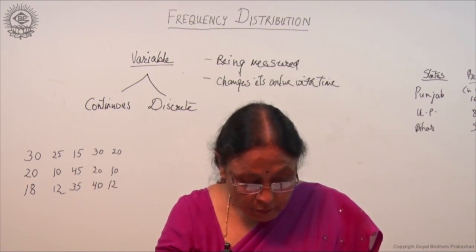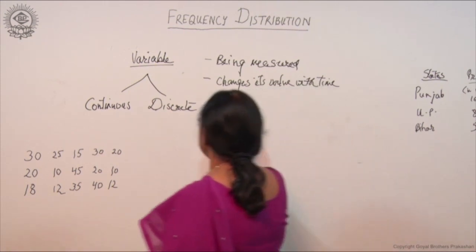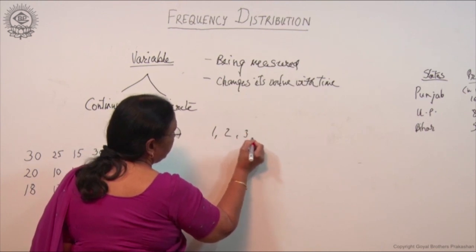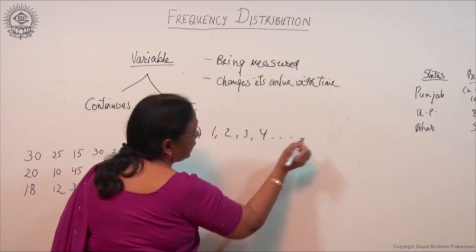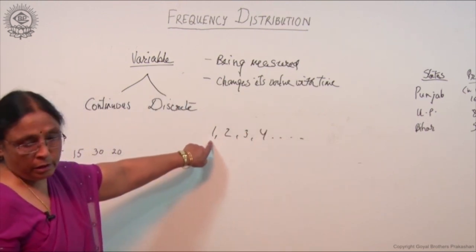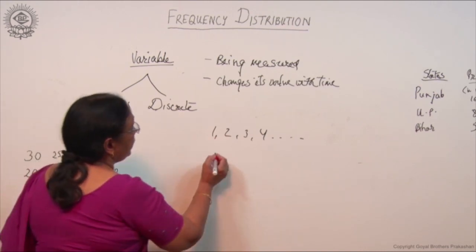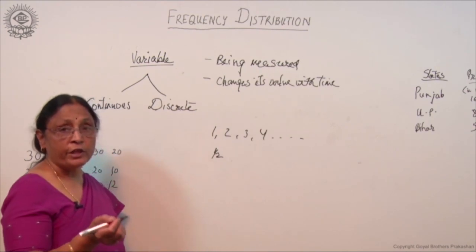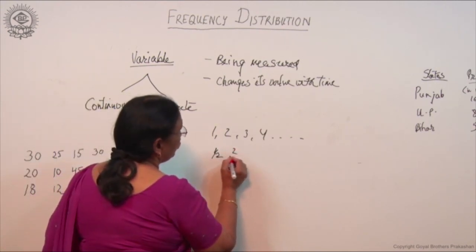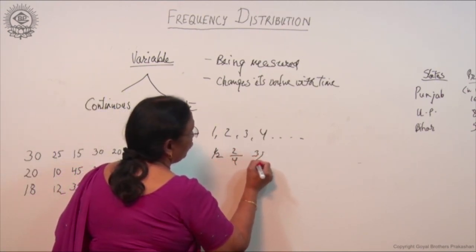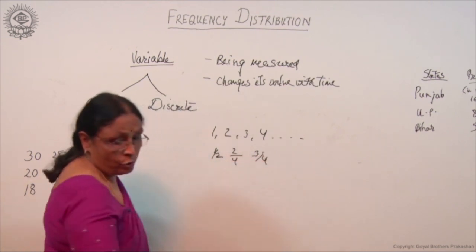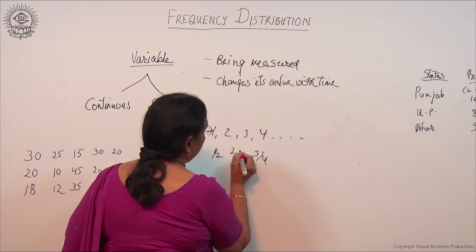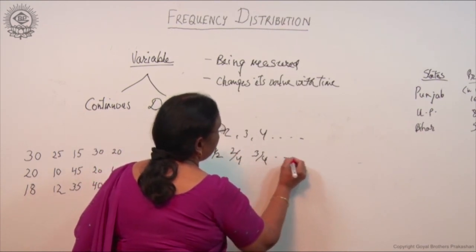It can take the form of integral values. Integral values means 1, 2, 3, 4. We can denote it like this. This is known as continuous variable, or it can be denoted as 1.5. That is, it can be denoted in fractions: 1.5, 2 upon 4, 3 upon 4, like this. So this is known as continuous variable, which can be expressed in fractions.